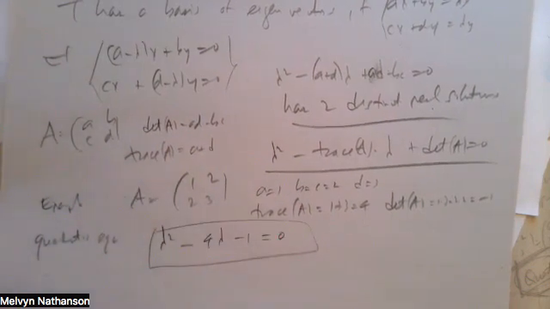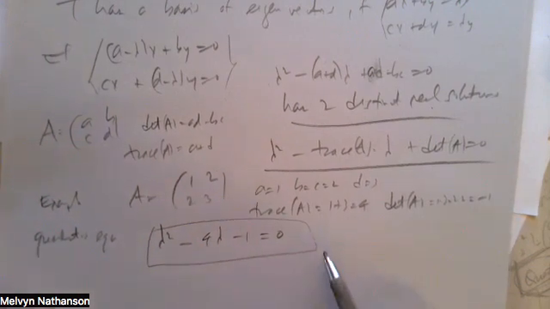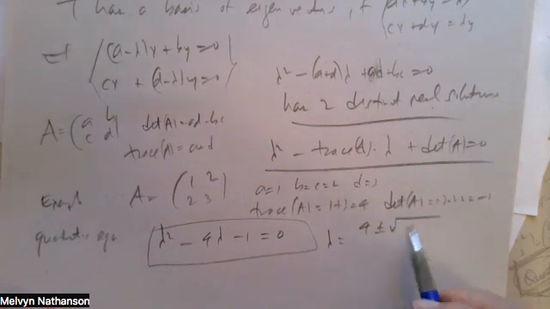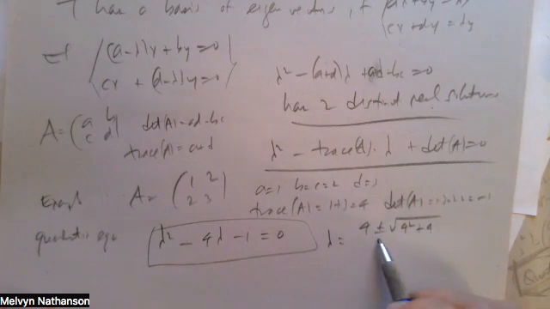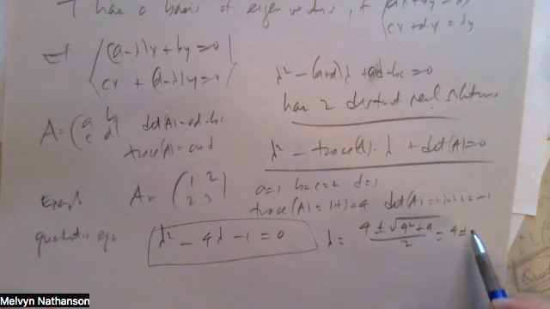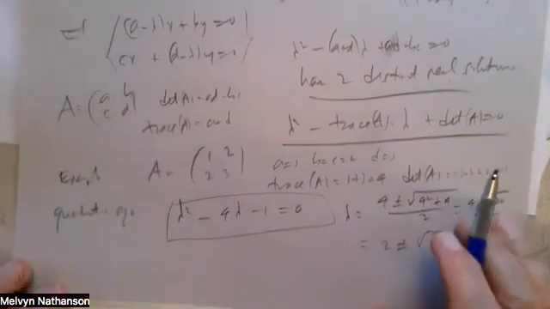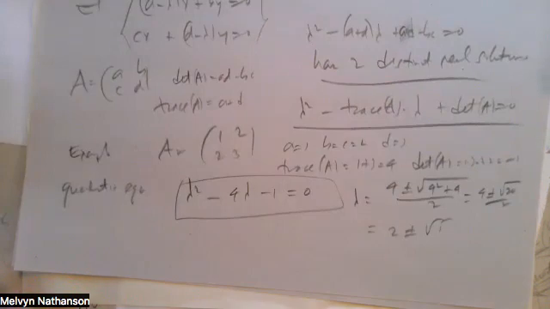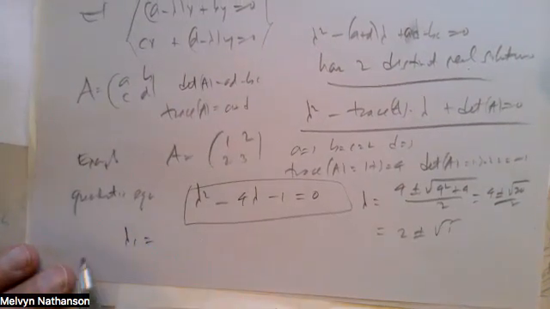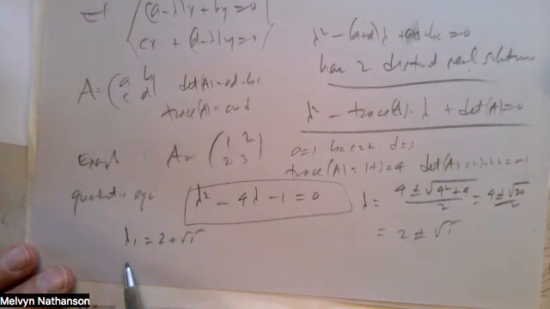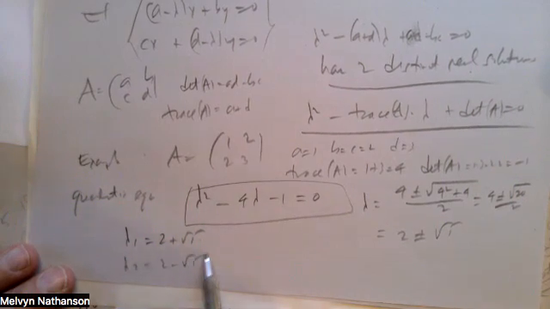How do I solve that? Well, I can't see how to factor it, so I'll just use the quadratic formula. Lambda is minus b plus or minus the square root of b squared minus 4ac, over 2a. That's 4 plus or minus the square root of 20, over 2, which is 2 plus or minus the square root of 5. So I have two eigenvalues. Lambda 1 is 2 plus root 5, and lambda 2 is 2 minus root 5.